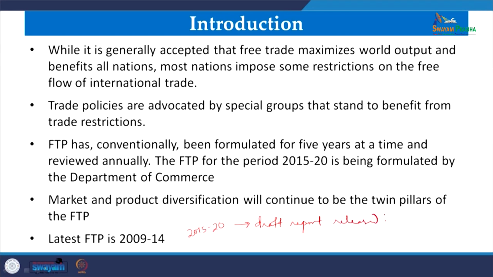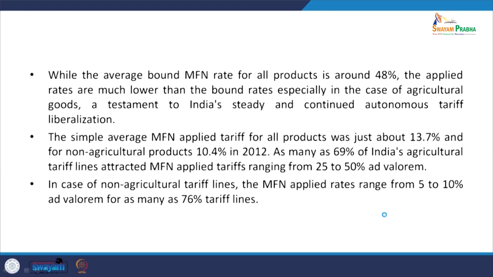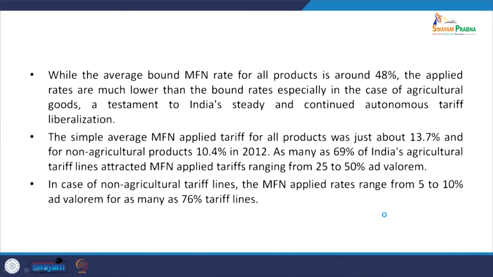We may refer to those documents to understand the changes in the policies. Another aspect in the document is that the most favored nation rate for all products is around 48%, and the applied rates are much lower than the bound rates, especially in the case of agricultural goods. This is a testament to India's steady and continued autonomous tariff liberalization. So MFN is important.